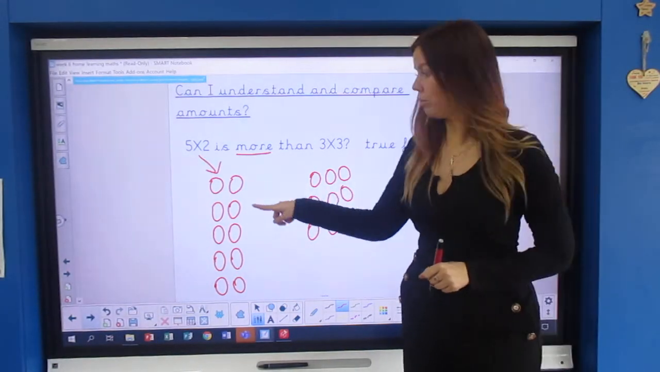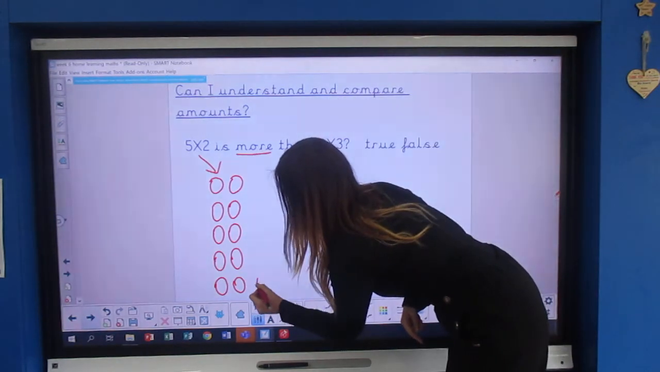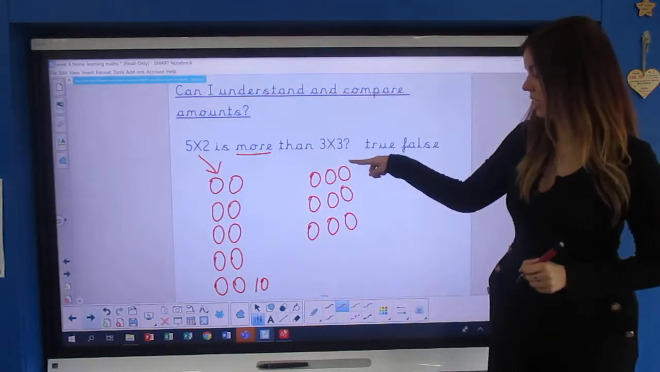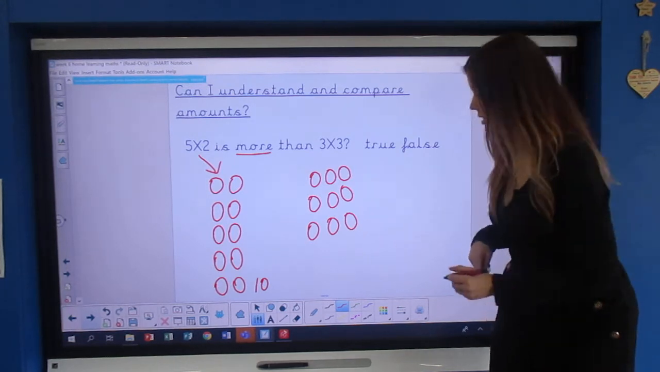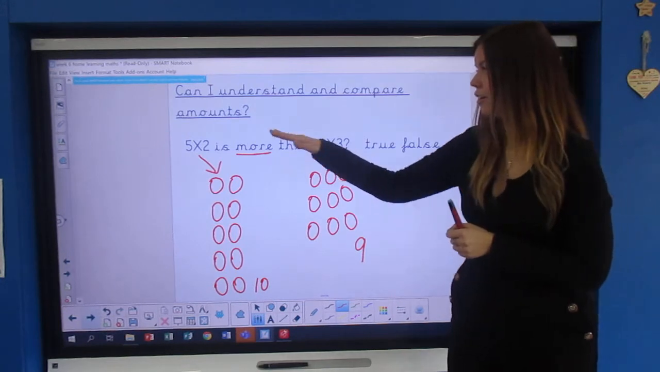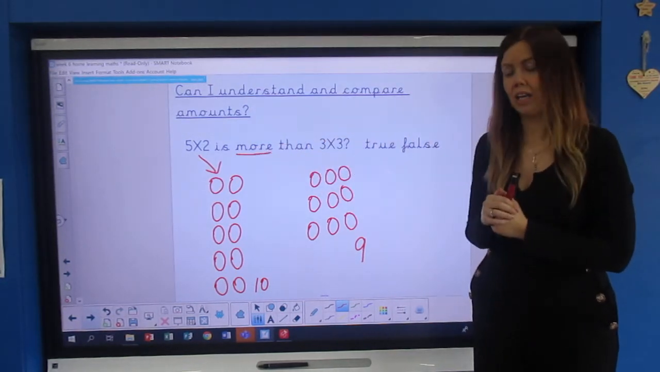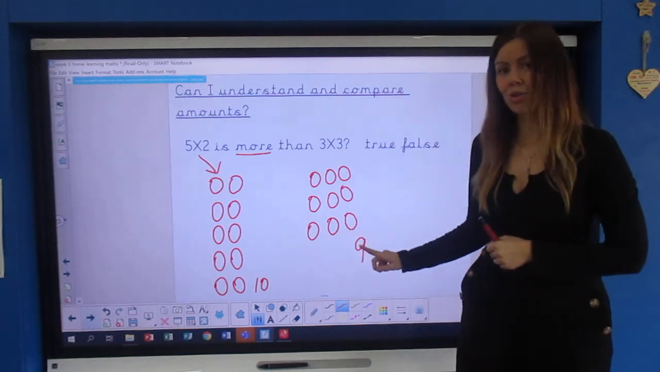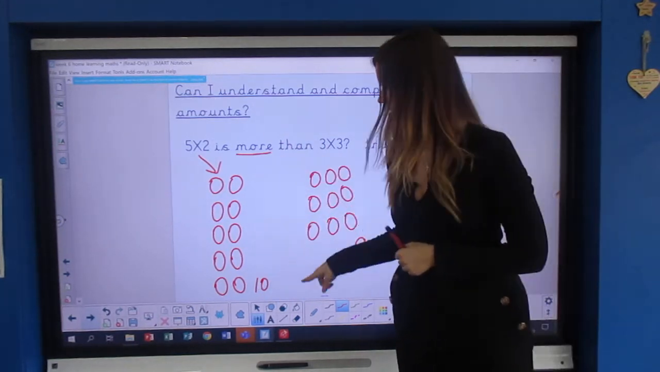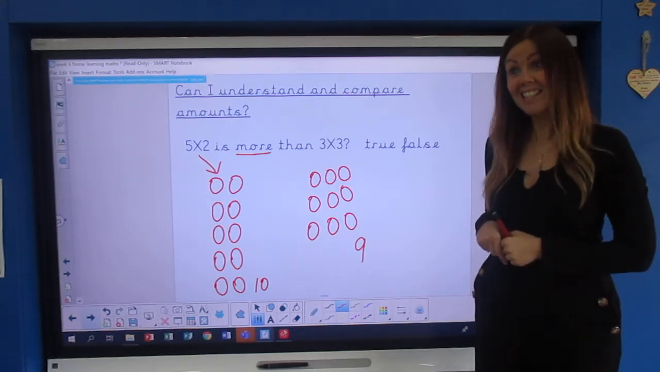Okay, so let's count them. 2, 4, 6, 8, 10. Okay, let's count these. 3, 6, 9. Okay, now is 5 times 2 more than 3 times 3? Is 10 more than 9? So the answer here, is it more? Is it? Yes, it is, isn't it?